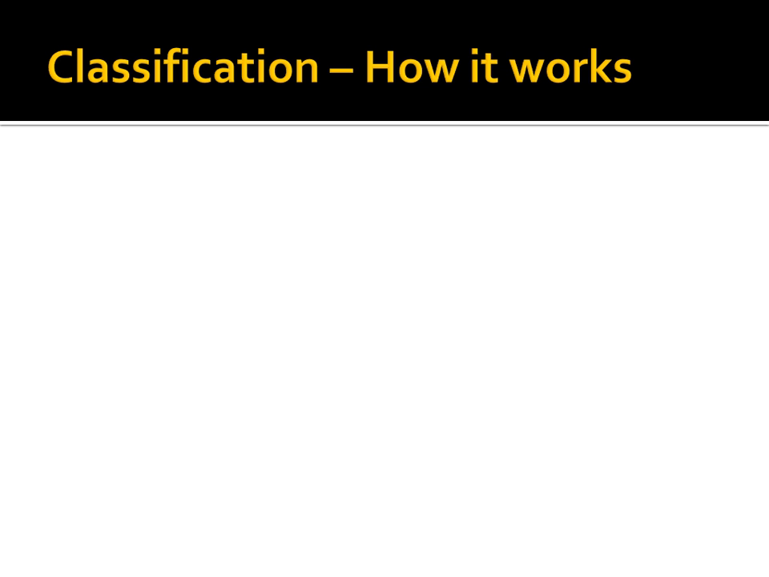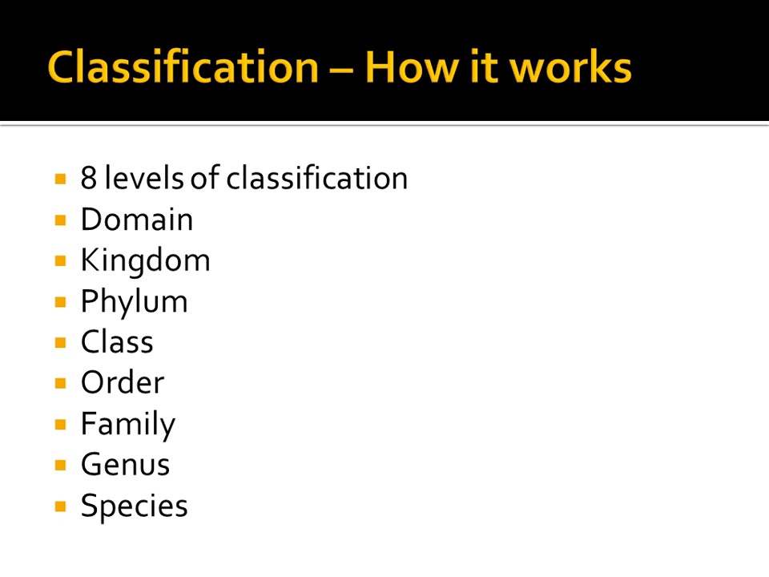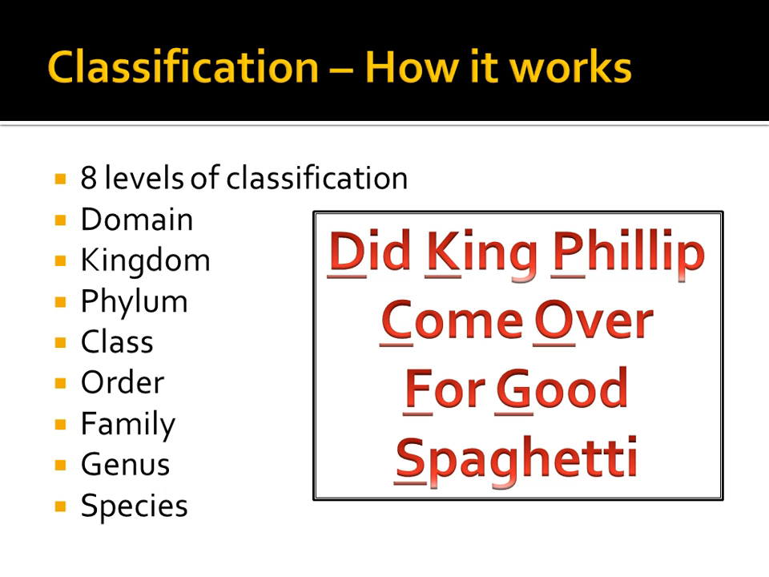Now, when we look at the actual way it works, we have 8 levels of classification: domain, kingdom, phylum, class, order, family, genus, and species. It does come in handy to know that it goes in that order. And there's a very good way to remember this. A lot of you probably already heard this in 6th grade: Did King Philip Come Over For Good Spaghetti? DKPCOFGS, and you can see that it puts it automatically right in order, so you can figure out which ones go before which.